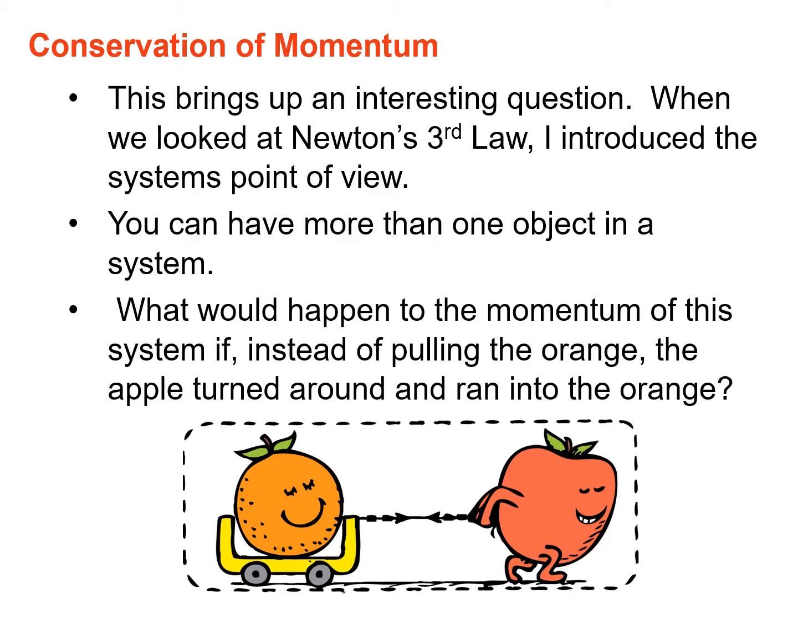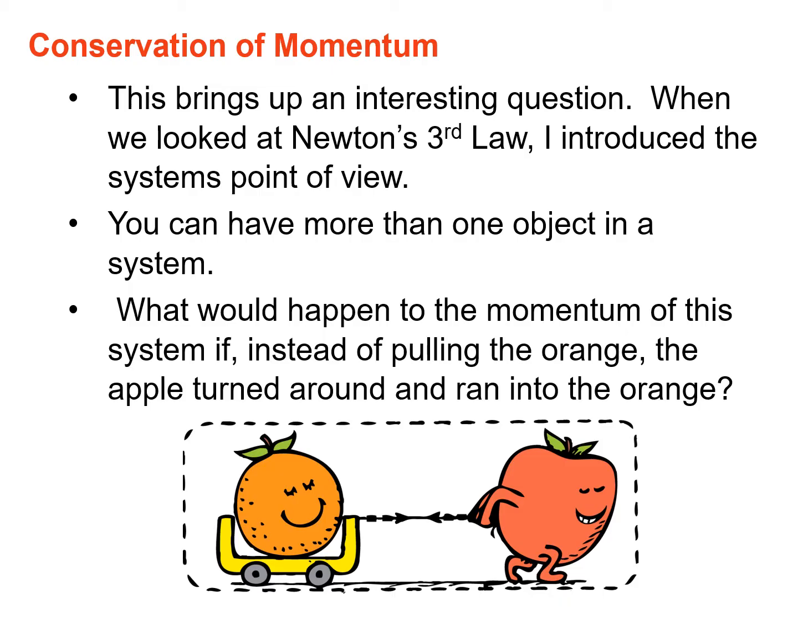That brings up an interesting question. In an earlier lesson, I was introducing you to the system's point of view, and I had the apple and the orange as part of the same system. And we said that the action and reaction pair, the pull along the rope that the apple supplies, and the reaction pull along the rope backwards from the orange, if you look at both of these as being part of the same system, then that action-reaction pair cancels out and there is no net force. That would mean there's no momentum change, even though this system is moving. So that's kind of a weird thing to think about.